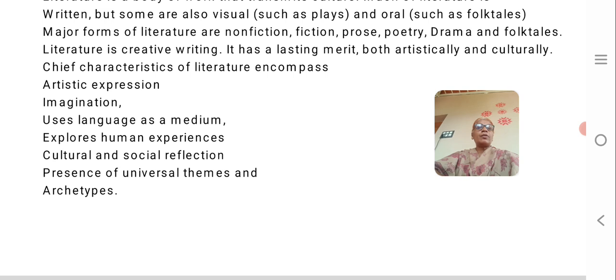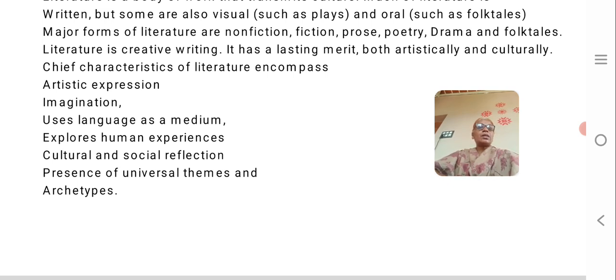Novel is a long fictional prose narrative. The novella exists between a novel and a short story. Drama is the literature intended for performance. It involves dialogue and action. Drama can be written either in prose or in poetry. So, folklores are traditional stories. Myths and legends are passed down orally through generations.